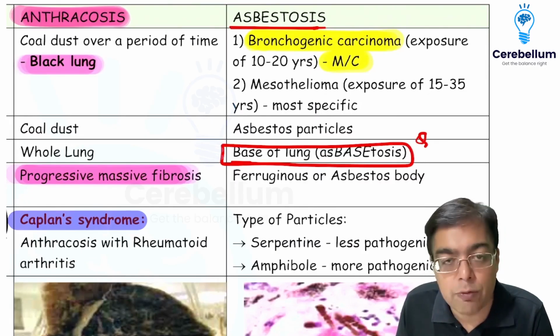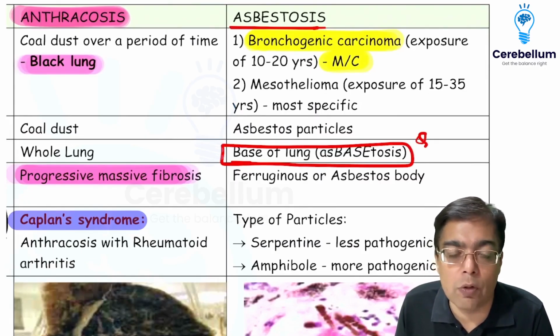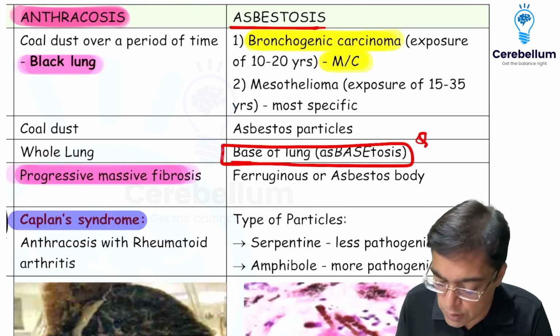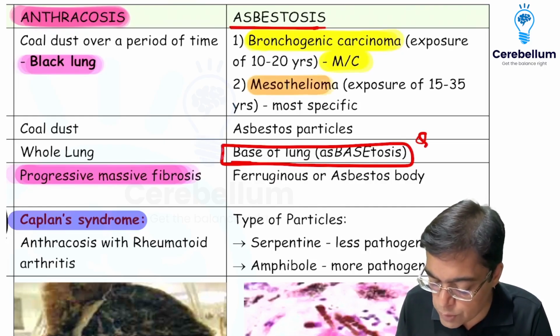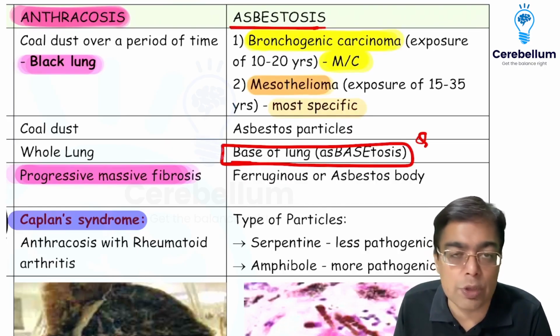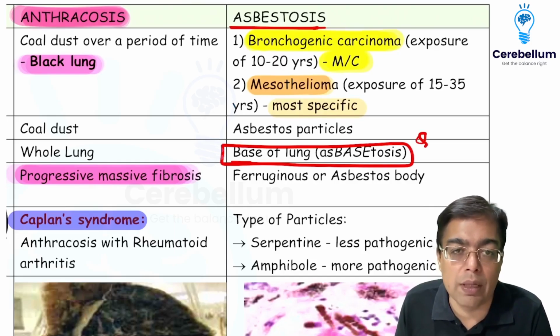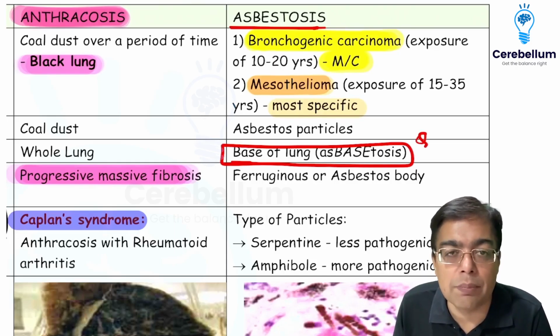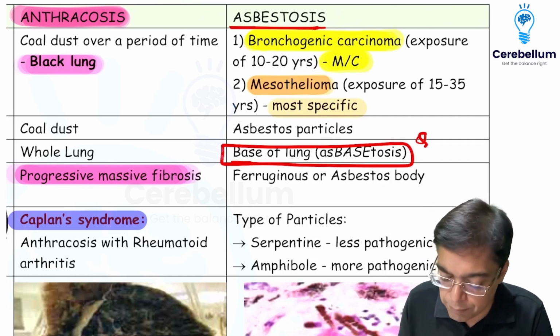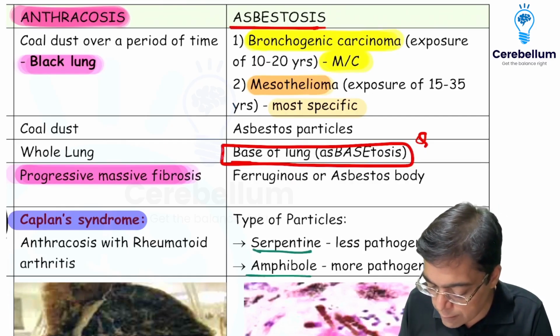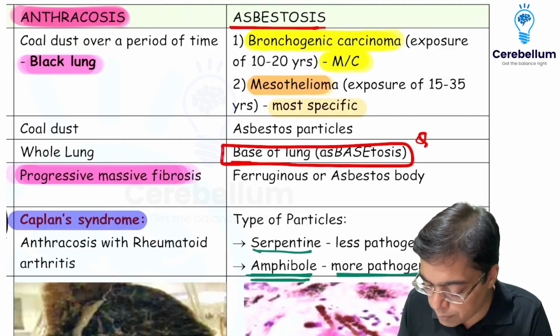However, read the question carefully. If they are asking you about a history of long-standing asbestosis, say for example 20 years or something, and they ask you the specific cancer associated with asbestos exposure, this is to be answered in the exam as mesothelioma. So commonest is bronchogenic carcinoma, whereas the specific subtype that you need to remember over here is mesothelioma. Different subtypes of asbestos particles are present, out of which we need to remember that the serpentine particles of asbestos are less pathogenic, whereas the amphibole particles of asbestos are much more pathogenic in nature.